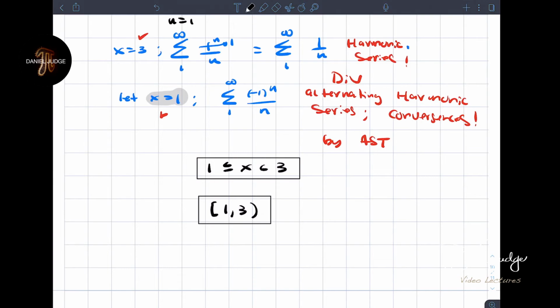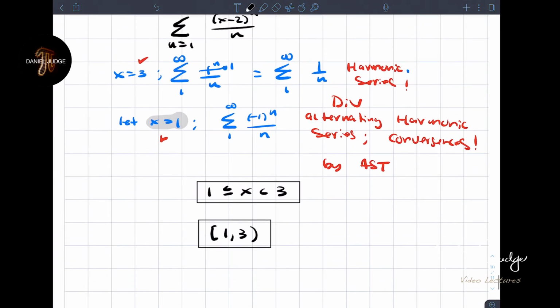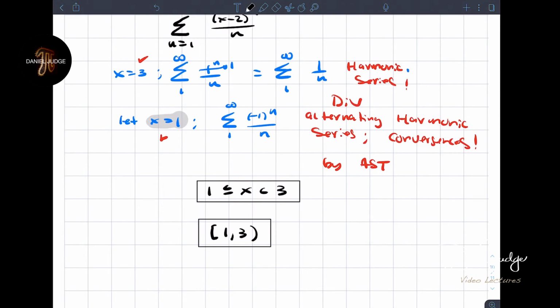So yes, ladies and gentlemen, this is exactly what you need to do for these power series questions. And you go through a bunch of them using ratio and root test. You will see what I'm talking about.